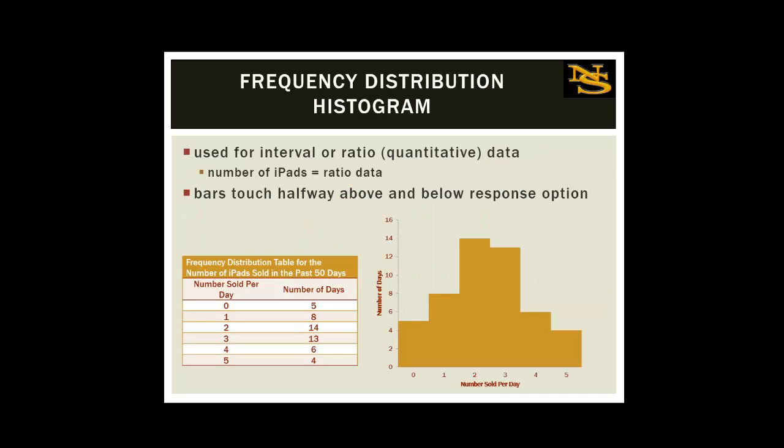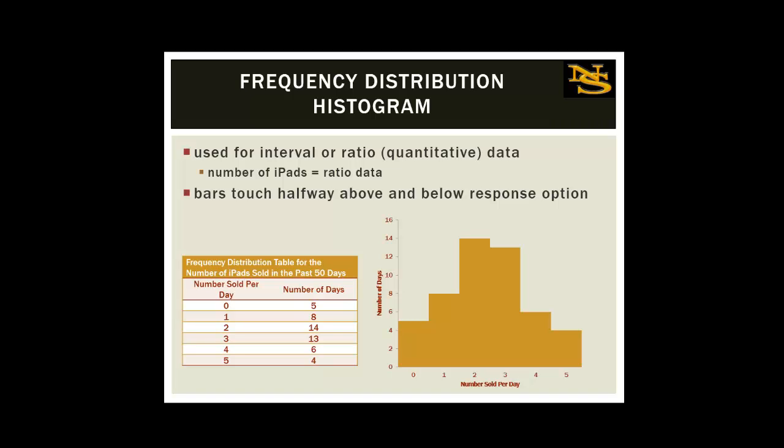So let's go ahead and look at a frequency distribution histogram. There are two primary ways to display data using bars. One is a histogram. In a histogram, the bars touch, extending halfway above and halfway below the particular response option or value in your data set. You'll look at a bar chart here in a little bit and you'll see the difference between the bar chart and the histogram. A histogram is only appropriate for interval or ratio data, so data that's quantitative or numeric in nature.